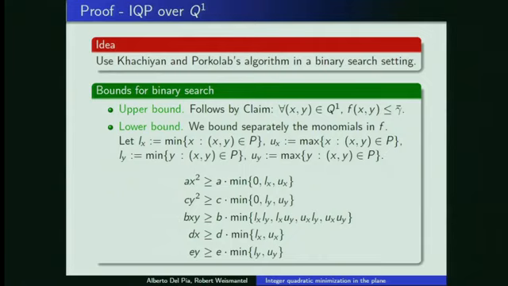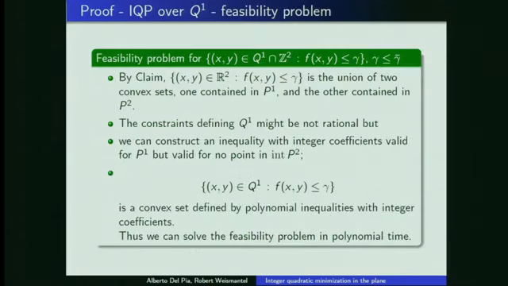search setting, which you can do quite easily. You find an upper bound, certainly less or equal than this, and you also can compute a lower bound by individually bounding these monomials. So imagine I was assuming P is a polytope, so I can write down some bounds. And here we have this nice property, as I said, that the set of all xy, so that f of xy is less or equal to gamma, and gamma is smaller than gamma bar. This is the union of two convex sets, one contained in P1 and the other one contained in P2.